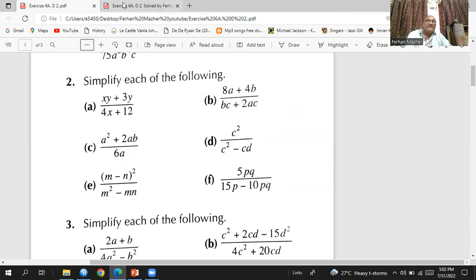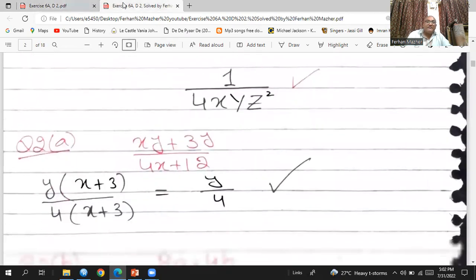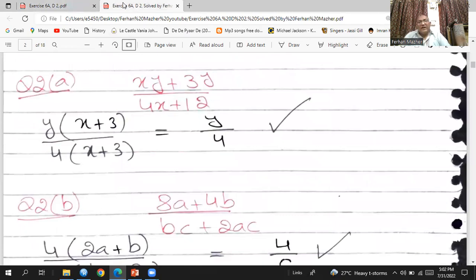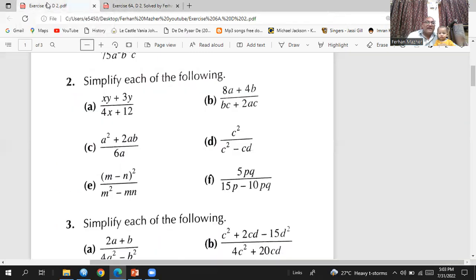So let me show you how this is done. And here we go. So from the numerator, I will take y common. So in the bracket, you are left with x plus 3. And from the denominator, you can see 4 is common. So in the bracket, you are left with x plus 3. Now x plus 3 and x plus 3 brackets will be cancelled, and you are left with y by 4. So this is how you will do question number 2, it's A part.